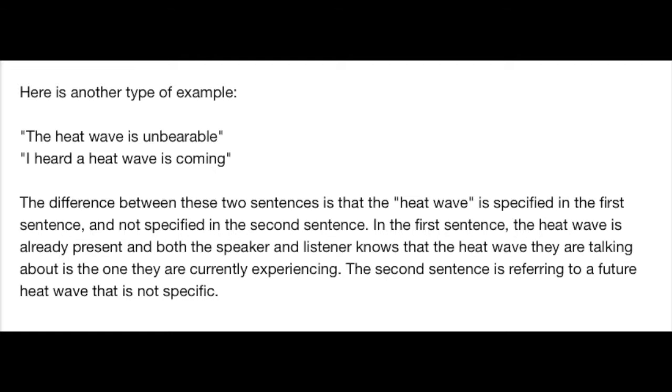Here is another type of example. The heat wave is unbearable. I'm supposed to say heat with the T sound, sorry. The heat wave is unbearable. I heard a heat wave is coming. The difference between these two sentences is that the heat wave is specified in the first sentence and not specified in the second sentence. In the first sentence, the heat wave is already present and both the speaker and listener know that the heat wave they are talking about is the one they are currently experiencing. The second sentence is referring to a future heat wave that is not specific.